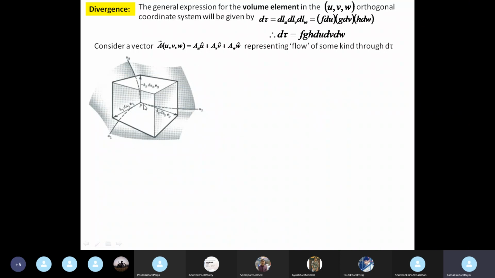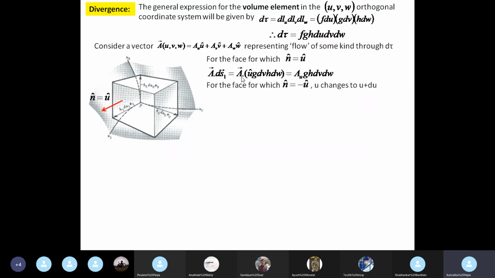Okay, curved surfaces but orthogonal. So this is the volume element form. Now, for the face where the normal n cap is equal to u cap, we can write A dot ds1 is A dot u cap, ds1 will be g dv into h dw, and its direction is given by u cap. But A dot u cap will give you the component of A along u, so it is A_u into g h dv dw.